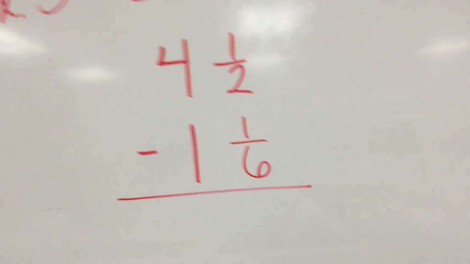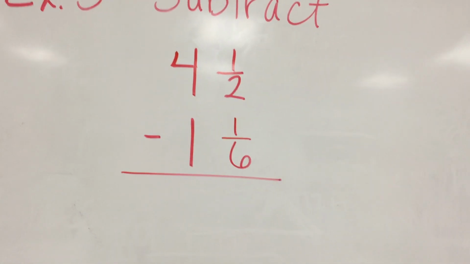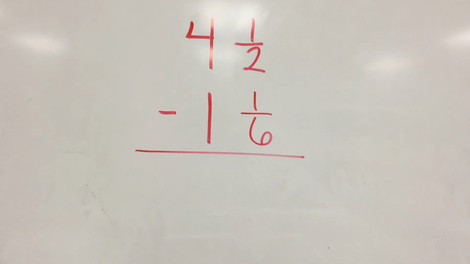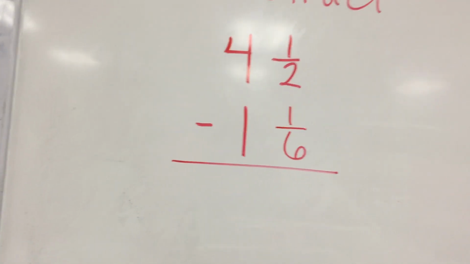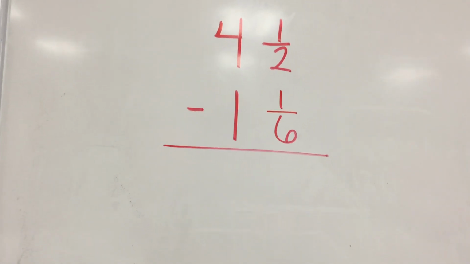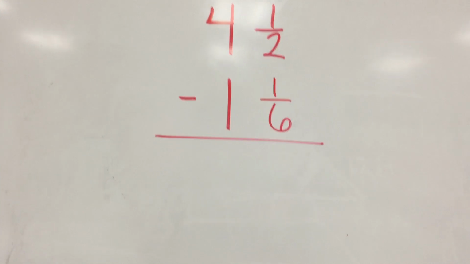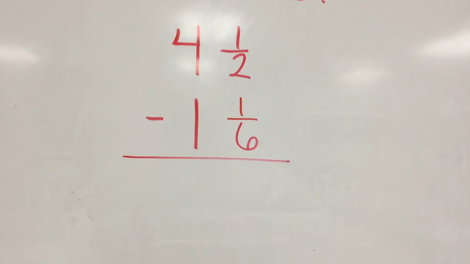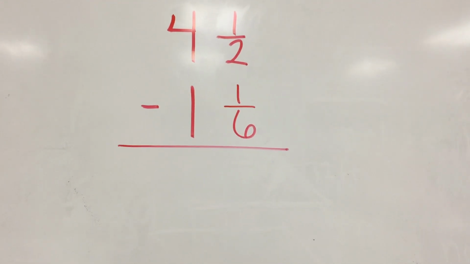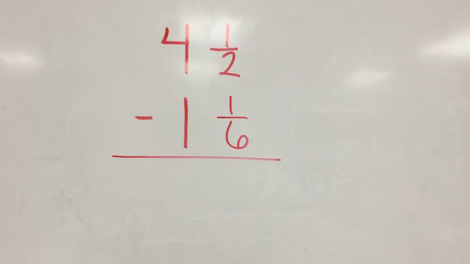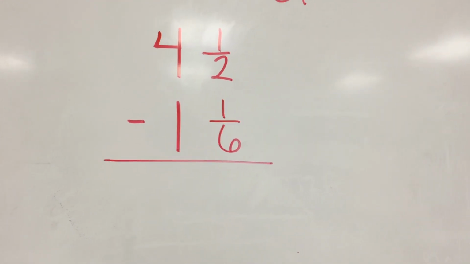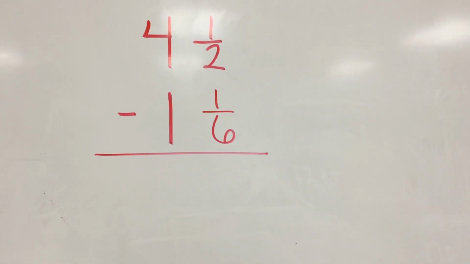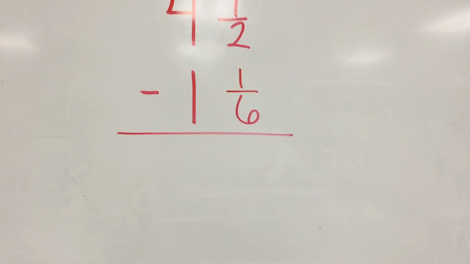Example 3, subtract. And when you do these, you need to work them out. You guys have been bad all year about trying to do fractions in your head, and even those of you who are really good at math miss these problems a lot because you try to do them in your head. Now these fractions don't have common denominators, so that's the first thing I need to do. I have to get a common denominator. What is a common denominator for 2 and 6? The least common multiple would be 6.